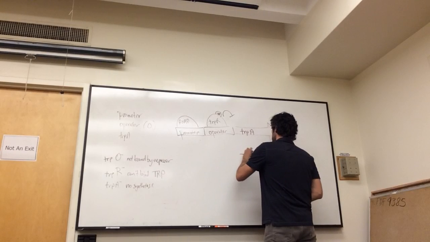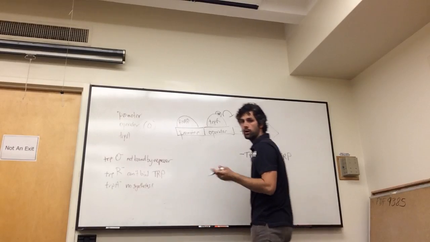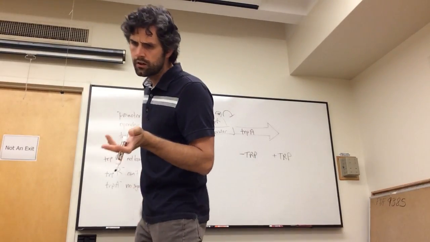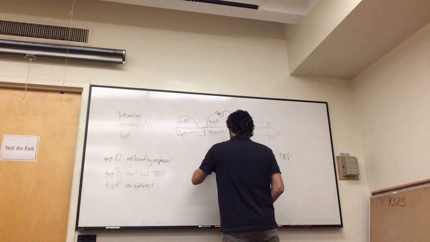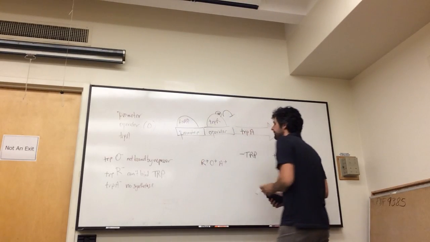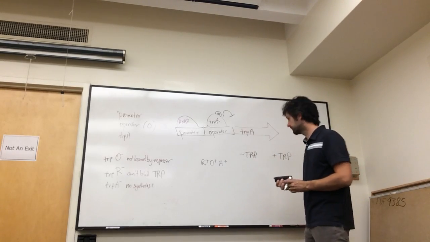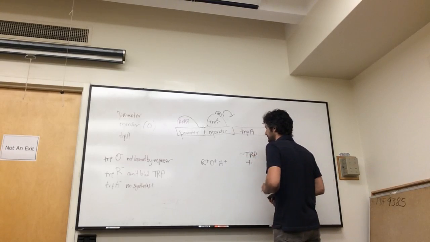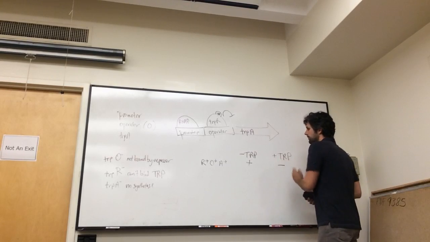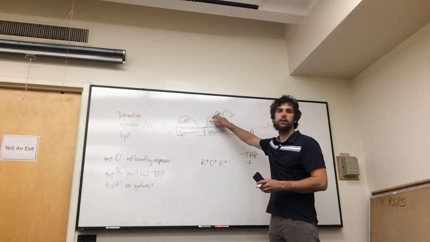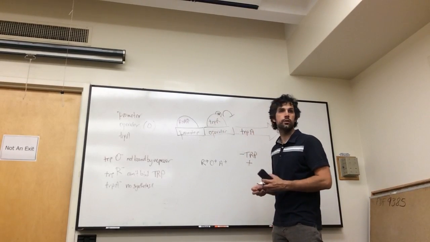Minus trp and plus trp. Okay, so our wild type situation is R plus O plus A plus. In the absence of tryptophan, do we expect to be making trpA? Yes. With tryptophan? No. That's because tryptophan is going to bind to the trp repressor, and that's going to bind to trpO, and that's going to suppress transcription of trpA.